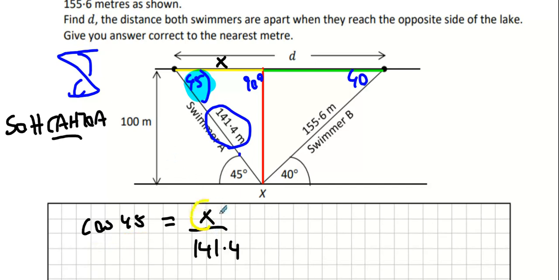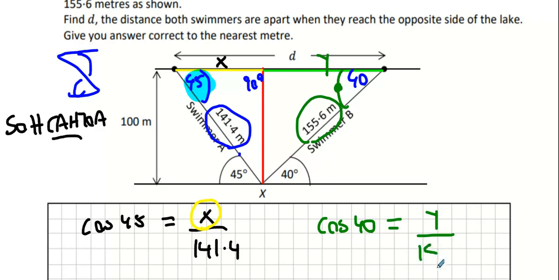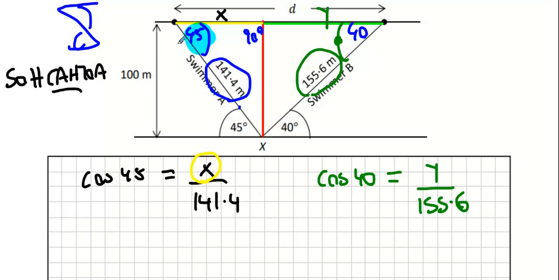Okay. Now, for the green side, we'll just call this y, and we'll use 40 degrees. Once again, the hypotenuse is 155.6, and y is the adjacent. So we're going to use cos 40 degrees. This is for the y value: cos 40 equals y over 155.6. Now, we're going to try and figure out what x is.